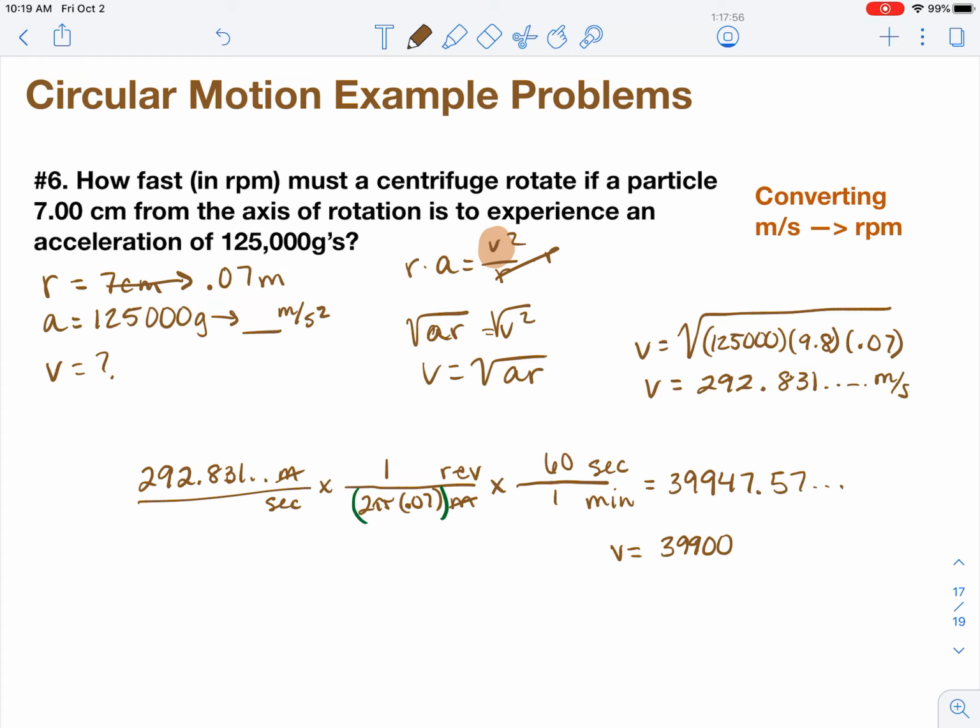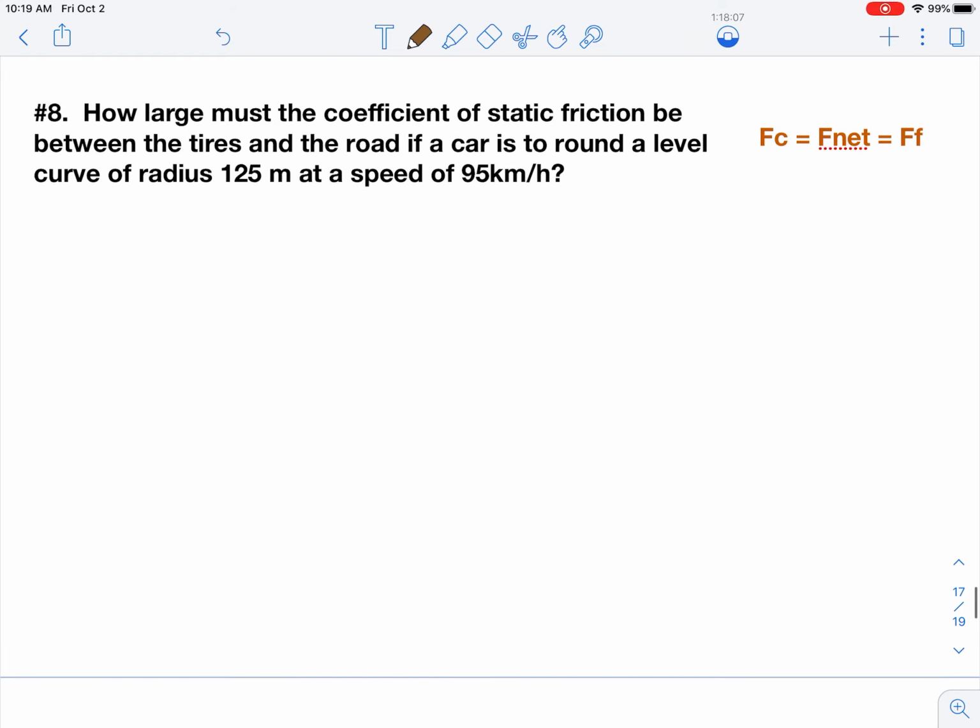All right, so now that we have our velocity in revolutions per minute, we're going to go ahead and round for sig figs. And so here is our answer to number 6. All right, now we're going to look at question number 8.